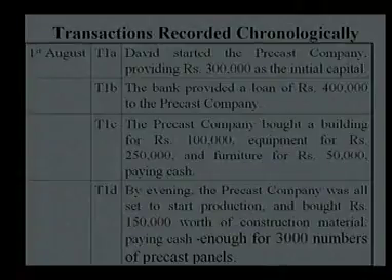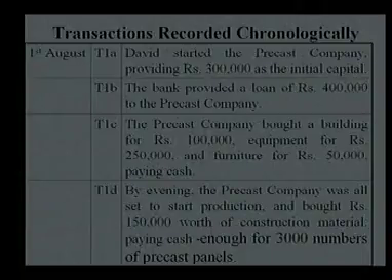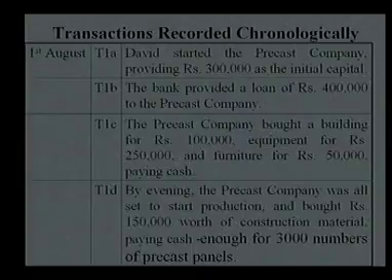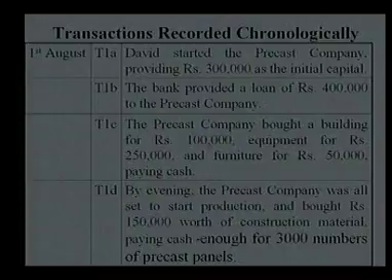Now I have taken very few transactions just to illustrate the process in a very quick manner. So let's say there is a company which has been started by David. The name of the company is the Precast Company, and David has provided rupees 300,000 as the initial capital. So this is as far as transaction 1A is concerned. So you may find T1A notations used by me. Then the bank provided a loan of rupees 400,000 to the Precast Company.